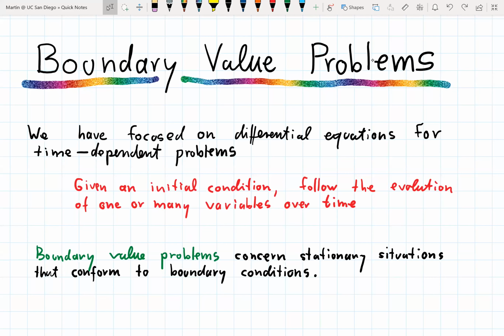Up until now, our focus has been exclusively on differential equations for our time-dependent problems, the most important of which has been the Cauchy problem. What all those time-dependent problems have in common is that we have got some initial condition of one or many variables, and then we follow the evolution of these variables over time, as they behave in accordance to some differential equation. However, such initial value problems are only one part of the story.